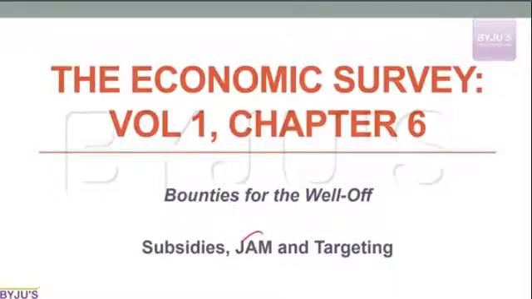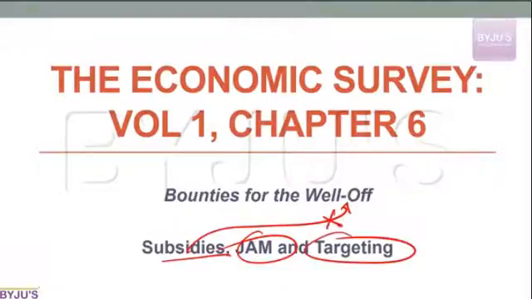Now we move into chapter 6. Now chapter 6, we come back to JAM and subsidies. Now chapter 6 is very simple again. We have subsidies in certain areas. LPG subsidy is there, fertilizer subsidy is there, food subsidy is there. Now in all these areas, the problem is a lot of the subsidy is actually going to the well-off. Now how to solve it? We have to target better so that it does not go to them and goes to the poor people.